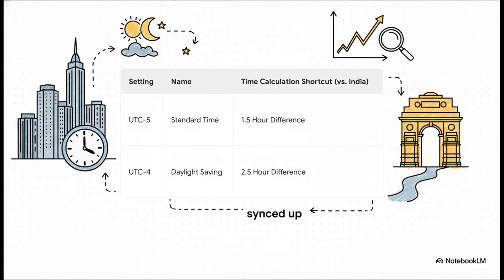Okay, here's a pro tip for you. Set your chart's time zone to New York, which is UTC-5. This makes sure your analysis lines up with major market sessions. Just be aware of daylight saving when the time shifts over to UTC-4. And for our viewers in India, we've got this table here with a simple shortcut to calculate the time difference, making it super easy to stay in sync.